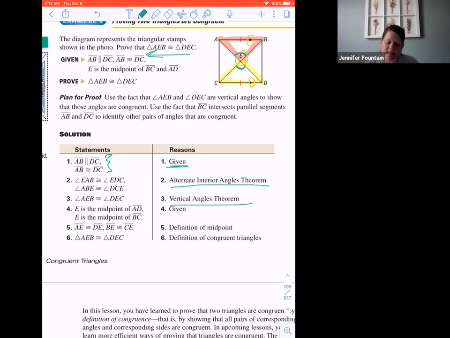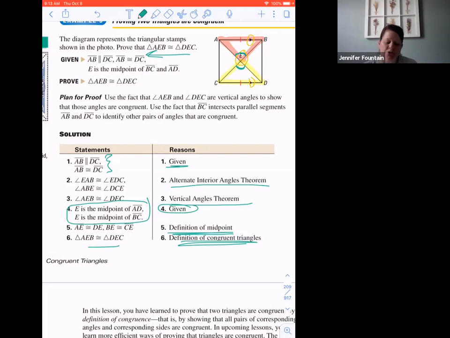So once we had gotten that far, they said, okay, E is the midpoint of AD, and E is the midpoint of BC, and again, that was from the given. So now side AE is congruent to DE, BE is congruent to CE, and that's the definition of a midpoint. Therefore, triangle AEB is congruent to triangle DEC, and that's our definition of congruent triangles.